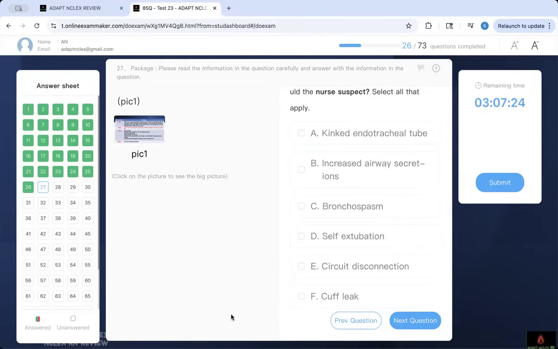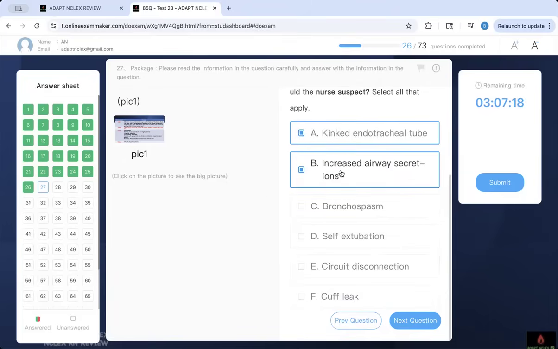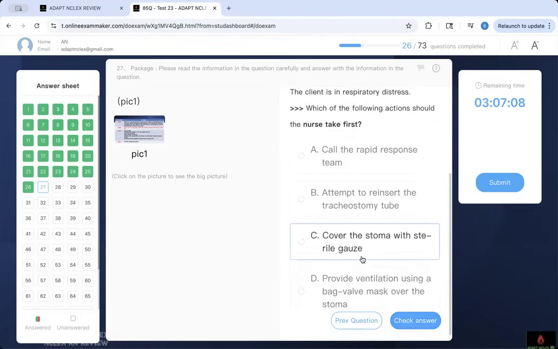High pressure alarm means obstruction. Which of these indicate obstruction? Think. Secretion, obstruction. Bronchospasm, obstruction. Self-extubation is a leakage. Disconnected is a leakage. Cuff leak is a leakage. Therefore, those are your right answers.